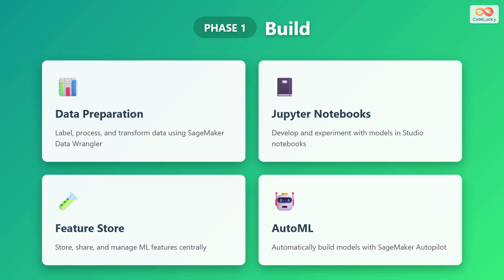The Feature Store is a centralized repository where you can store, share, and manage machine learning features across your organization. This is particularly useful for teams working on multiple projects that might benefit from shared features. Finally, AutoML capabilities through SageMaker Autopilot can automatically build models for you. Autopilot analyzes your data, tries different algorithms, and tunes parameters to find the best model, making machine learning accessible even to those with limited expertise.